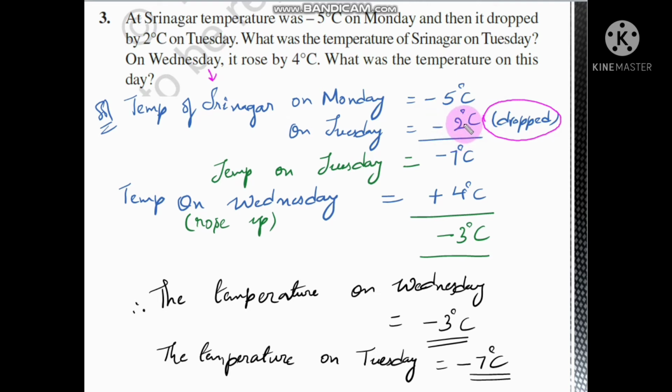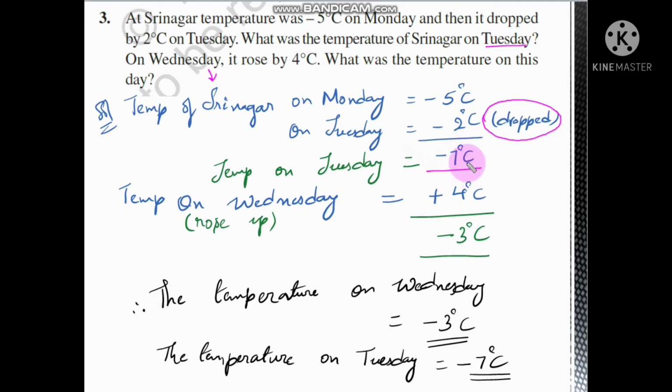Now we can find the temperature of Srinagar on Tuesday. So Tuesday's temperature, if we do this, we will get minus 7 degrees centigrade. So minus 5 minus 2. We have to add and keep the negative sign. So 5 plus 2 is 7 and minus minus is minus. So the temperature on Tuesday is minus 7 degrees centigrade.